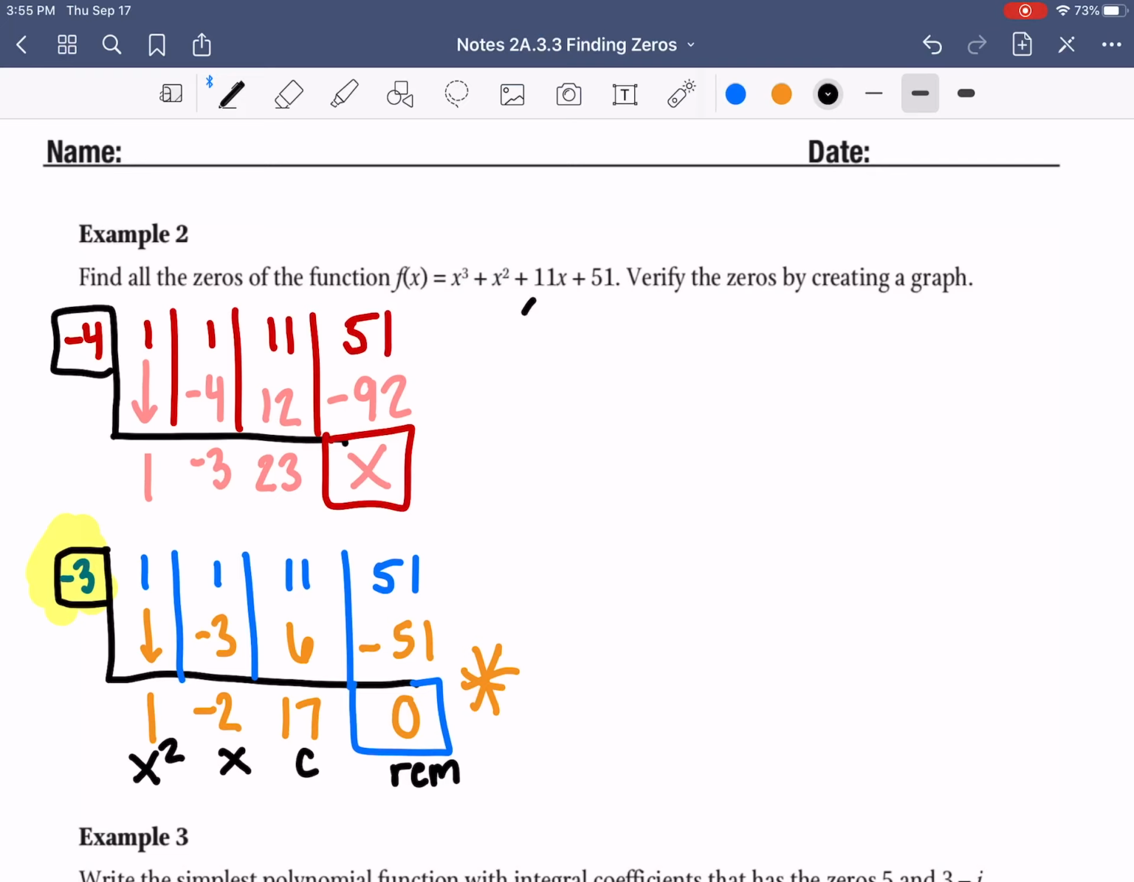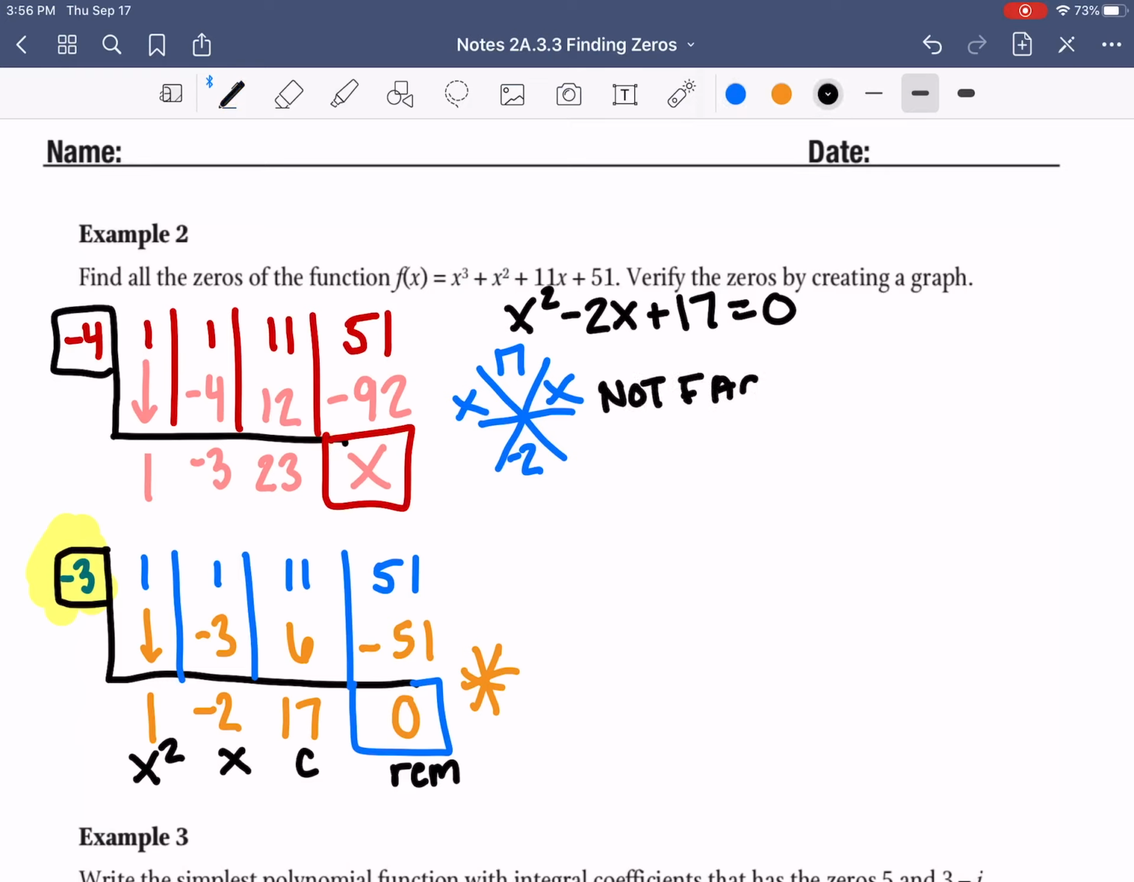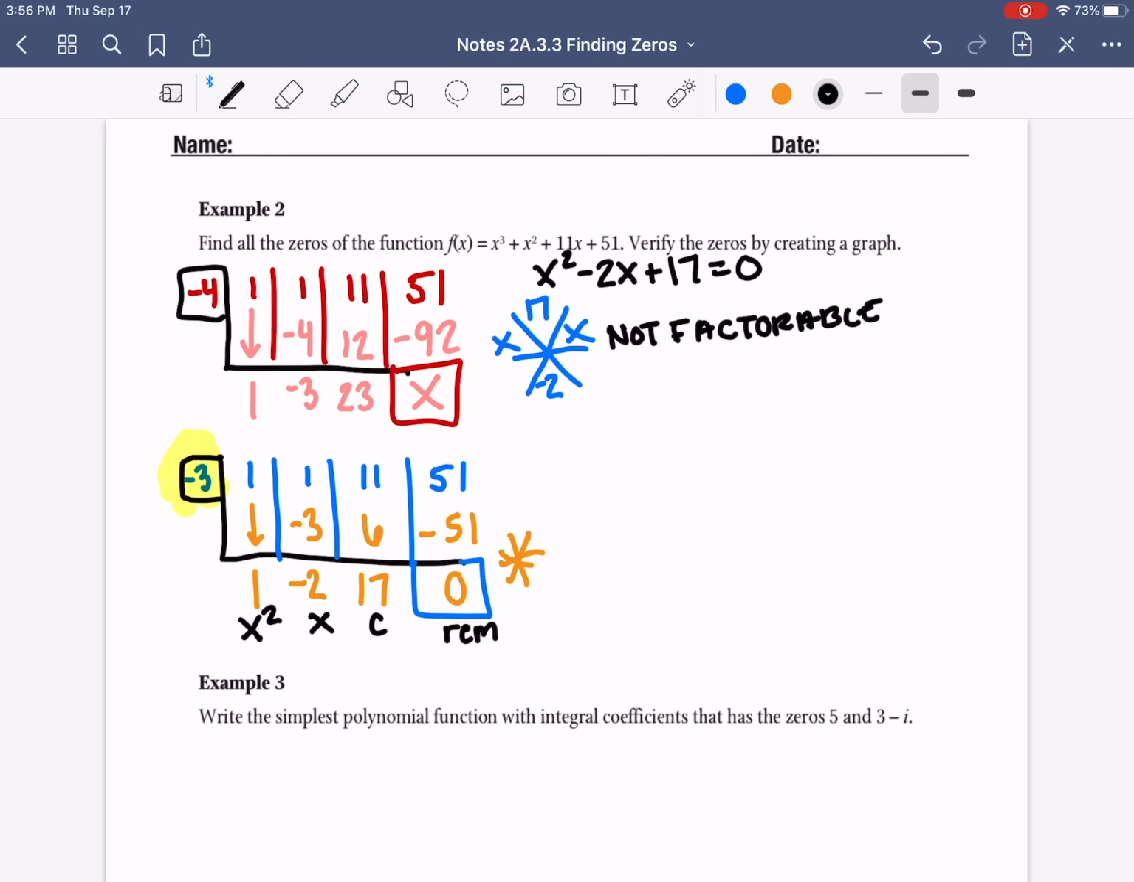So we have 1x squared minus 2x plus 17 equals 0. I always try to factor first: what two numbers multiply to 17 and add to negative 2? Well, it's not factorable. That doesn't work. That doesn't mean we can't solve it, right? Instead, we have to use the quadratic formula.